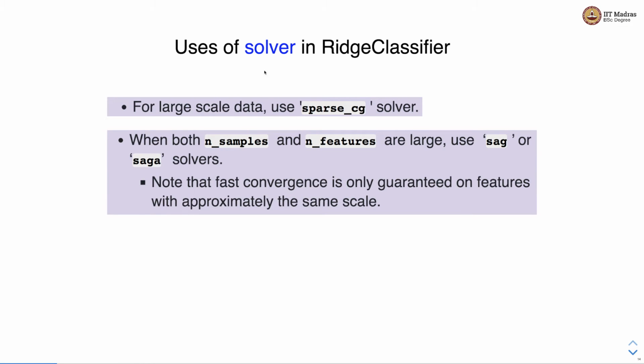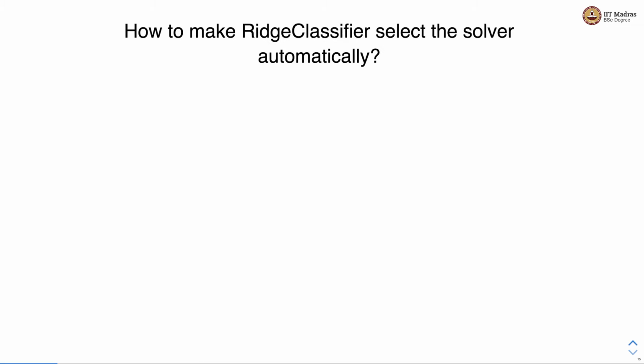We can specify different solvers depending on the problem at hand. For large-scale data, we use the sparse_cg solver. When both the number of samples and the number of features are large, we use the SAG or SAGA solver. Fast convergence is only guaranteed when features are approximately on the same scale.